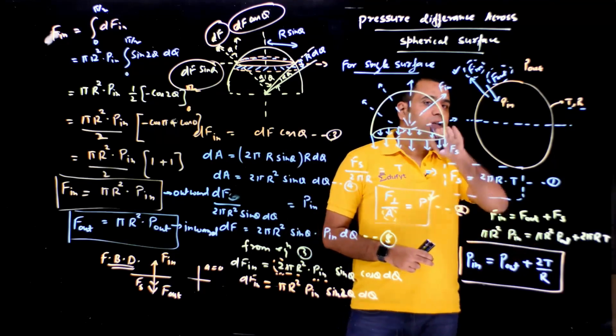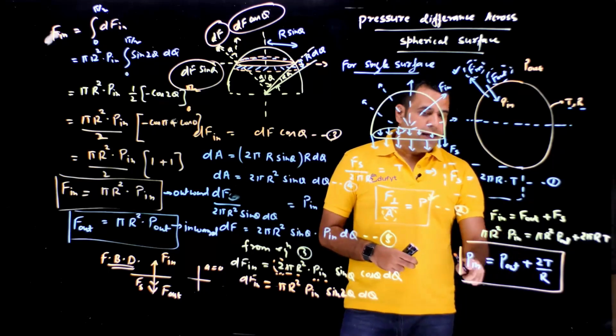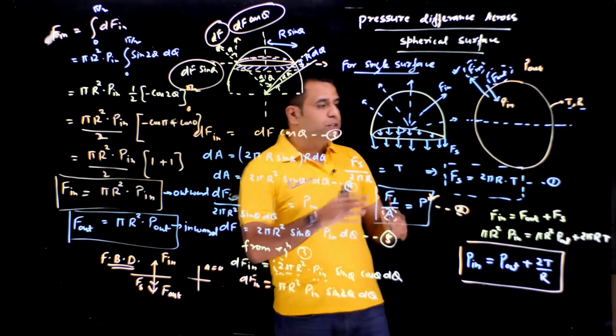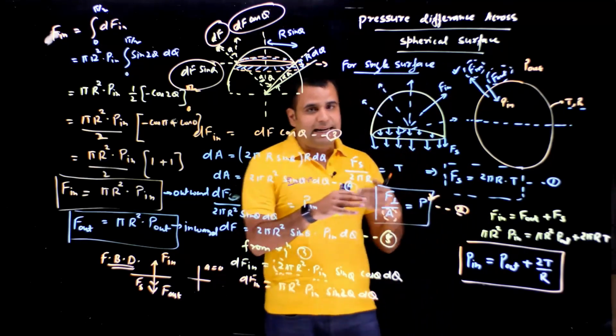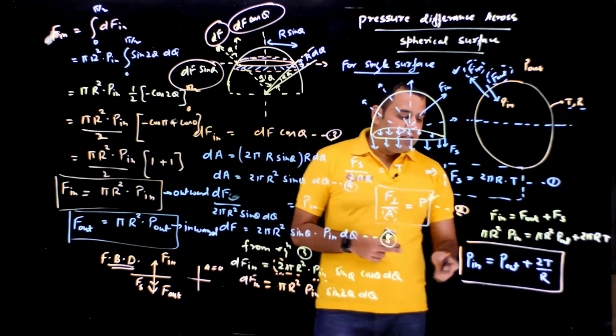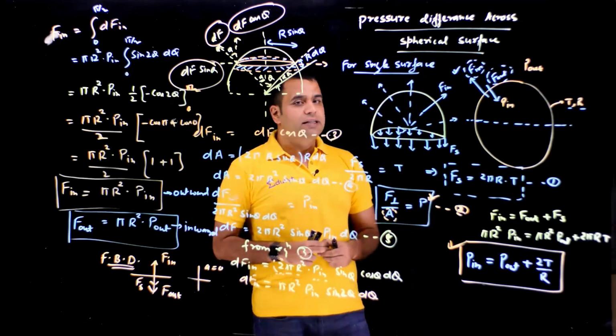But in this relationship, if you put the value of R to be infinity, and infinity is for the plane surface, the radius is infinity for a plane surface, P in and P out will become the same. So you can see the relationship. Earlier we used to say the pressure across both sides of a plane surface is the same, and that's the same relationship we are getting from here also. So this is the formula between the inside pressure and outside pressure across the spherical surface.